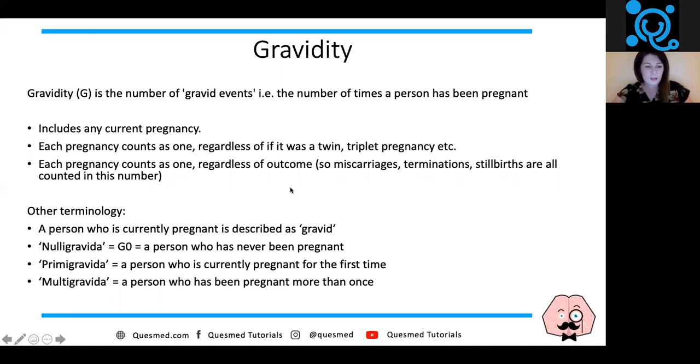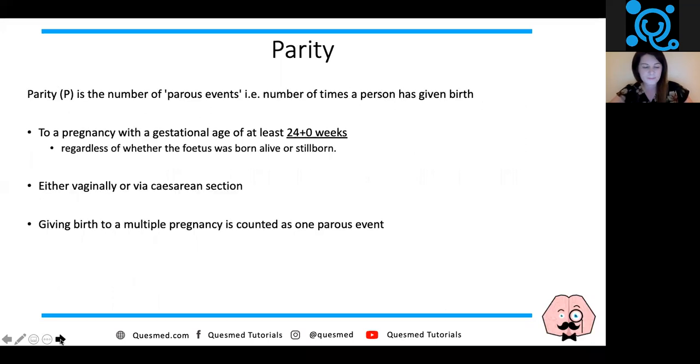There are a few other terminology terms I'd like to go through in gravidity. One who is pregnant is described as gravid. A nulligravida is a G0, a person who has never been pregnant. A primigravida is a person who is currently pregnant for the first time. And a multigravida is a person who has been pregnant more than once. However, we usually use this term for people that have been pregnant more than a couple of times.